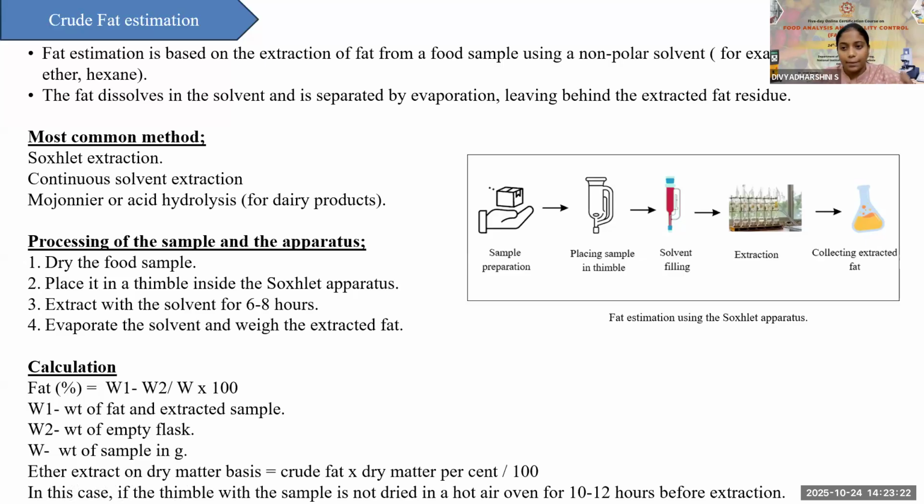Ether extract on a dry matter basis can also be calculated. For example, if I am not keeping the sample in the oven for 10 to 12 hours before the extraction, I can go with the extraction on a dry matter basis. Once we get the crude fat, there is a formula. For example, if I get 12 to 13% and the dry matter percentage is 10%, then 12 into 10 divided by 100 will be your ether extract on a dry matter basis.